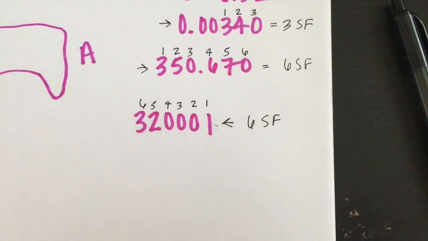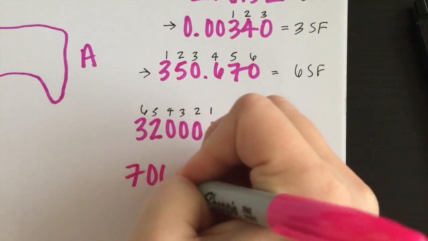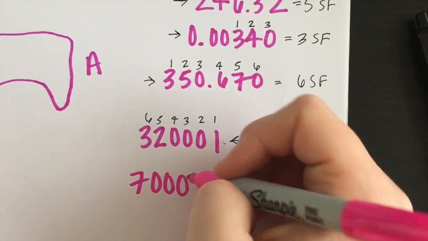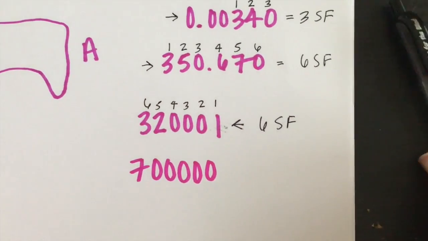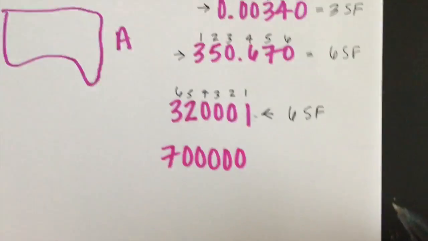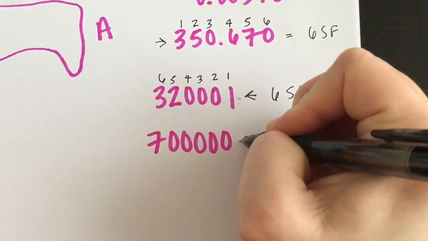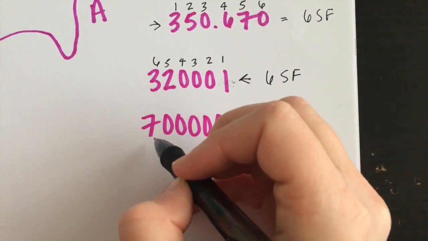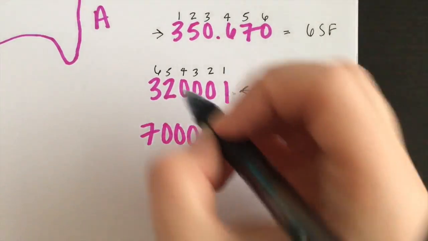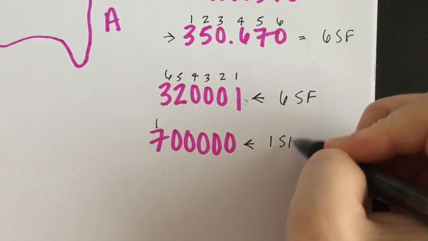What about this one? The decimal point again is absent, so we count from this side. All of these are zeros, so we can't count them yet. So this one has 1 significant figure.